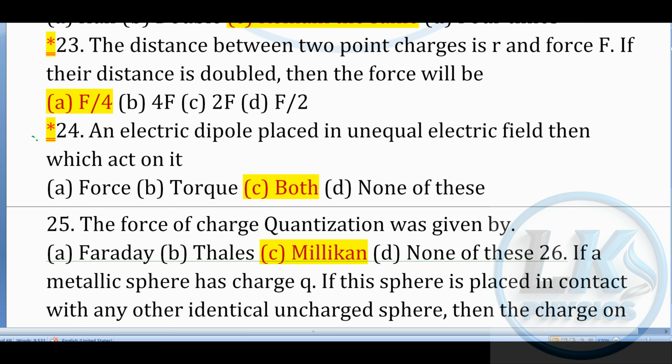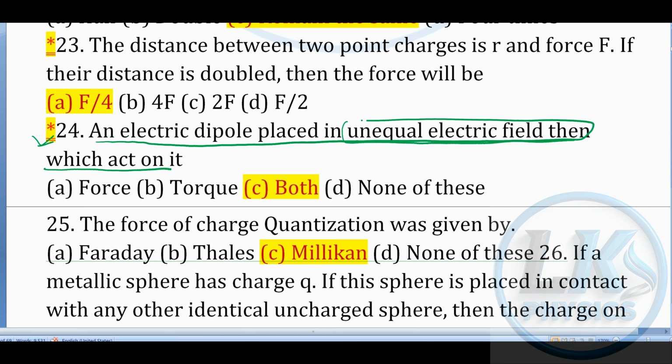Now question number 24. An electric dipole placed in unequal electric field lines, then which acts on it? For unequal electric field lines, that is non-uniform electric field, there will be force and torque both acting on the dipole. So the answer is both. In a non-uniform electric field, force and torque both act on the dipole, whereas in a uniform electric field, only torque acts on the dipole.